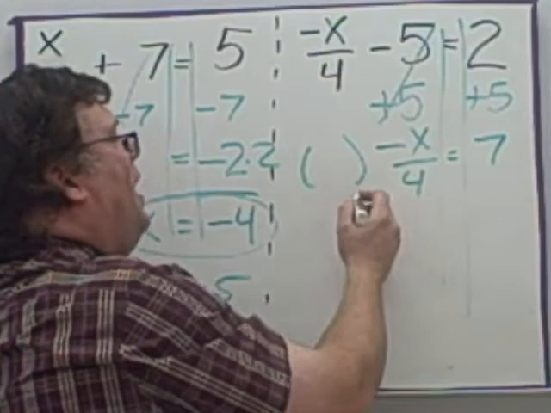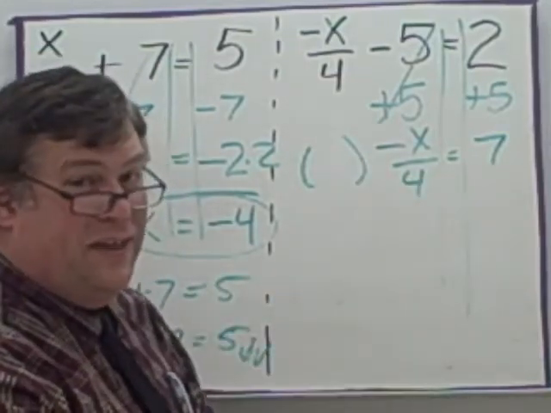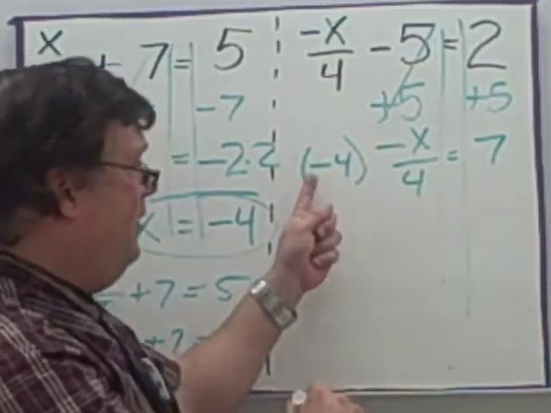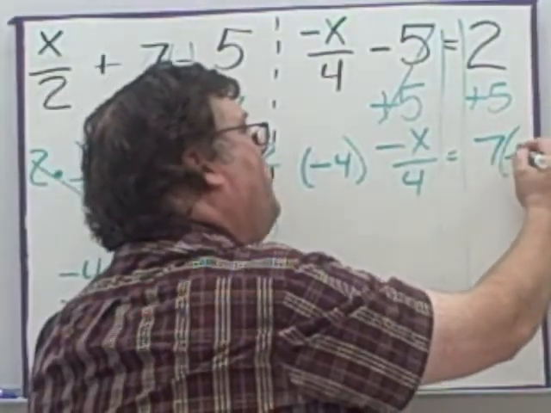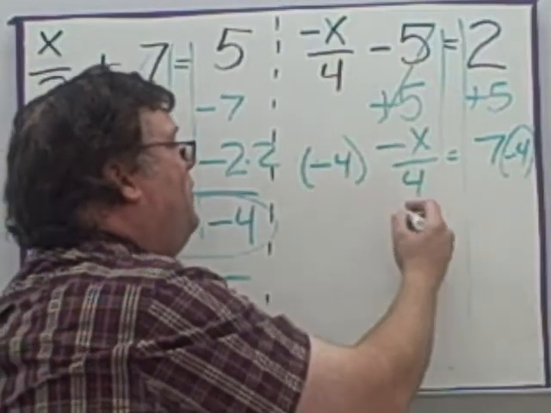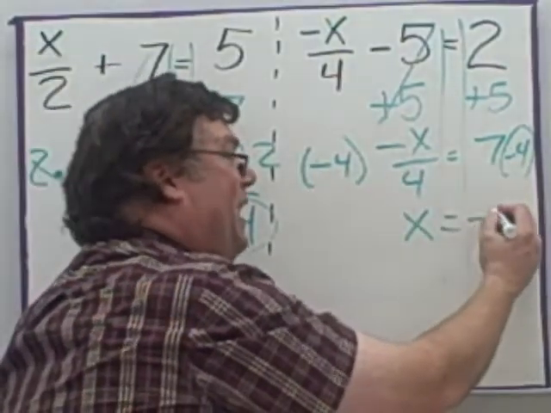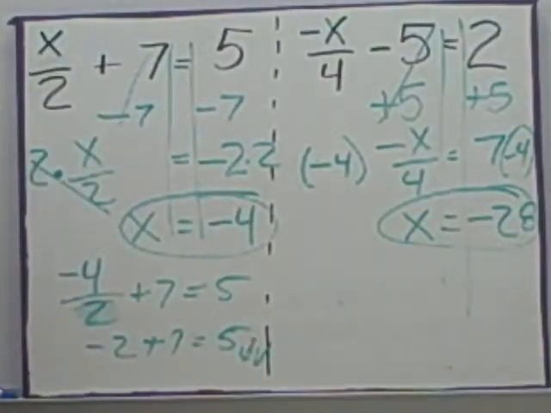Then I need to multiply both sides by the bottom number here. I want to get rid of the negative at the same time, so I'm going to multiply by a negative 4, because negative times a negative gives me a positive. Whatever you do to one side, same thing to the other. Negative times negative is positive, so this side becomes just plain x. This side becomes negative 28, and there's my answer for that one.